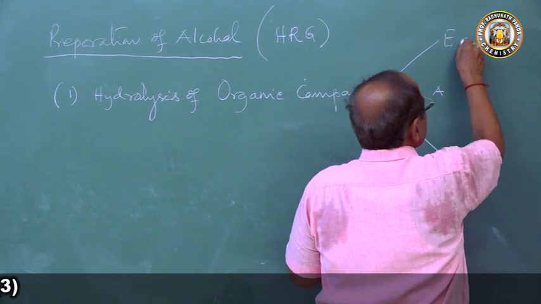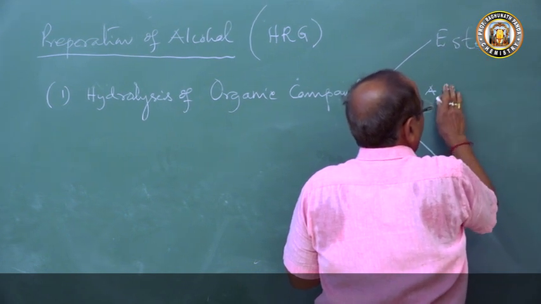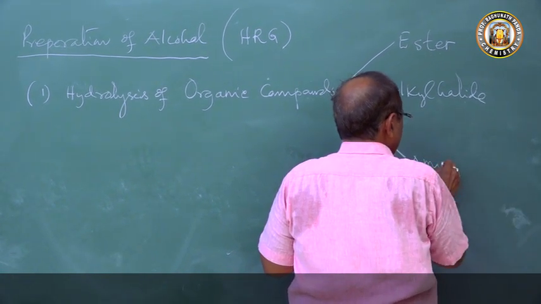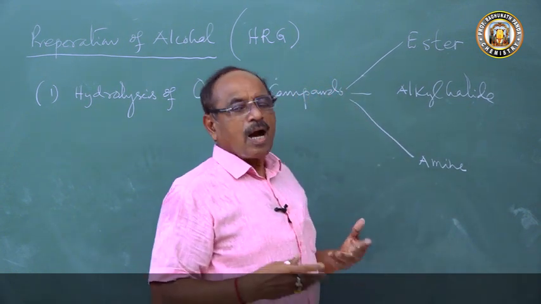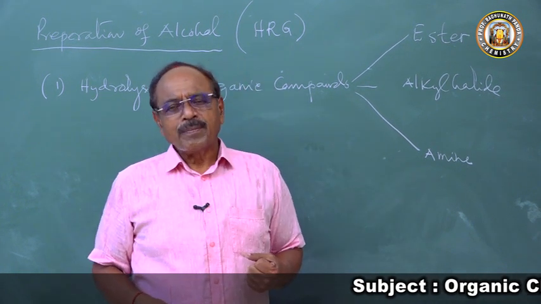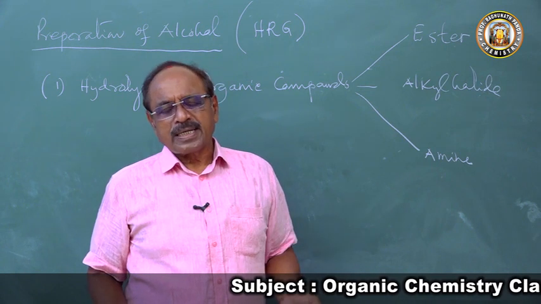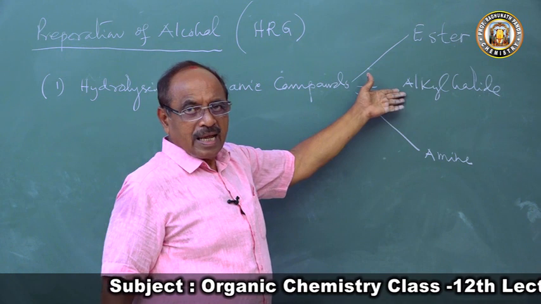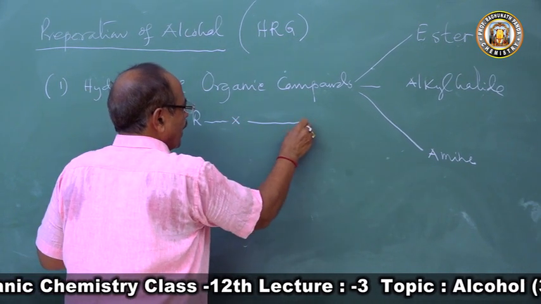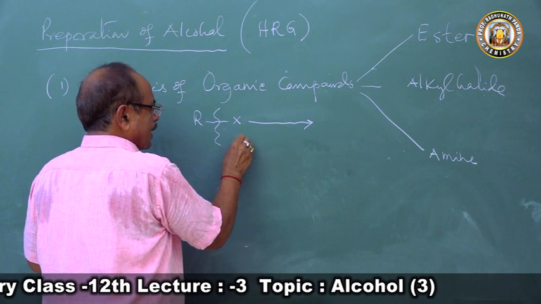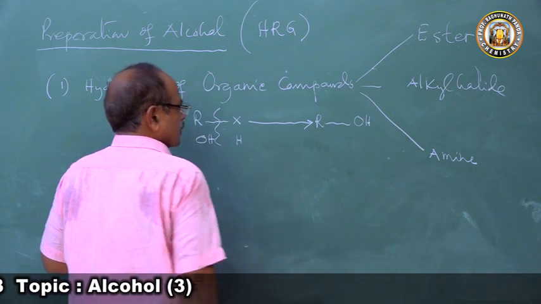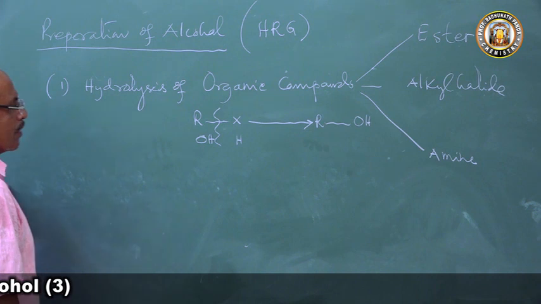E stands for ester, A stands for alkyl halide, and the other A stands for amine. So you need not think about how you will remember; you have your own method of overcoming this. So all organic compounds means hydrolysis of ester, hydrolysis of alkyl halide and hydrolysis of amine. What is the theory behind it? We have RX, the organic compound, and we will hydrolyze it. X will go, OH comes this side, and we get ROH. We call this method hydrolysis. Here we will select the attacking reagent for carrying out this reaction.